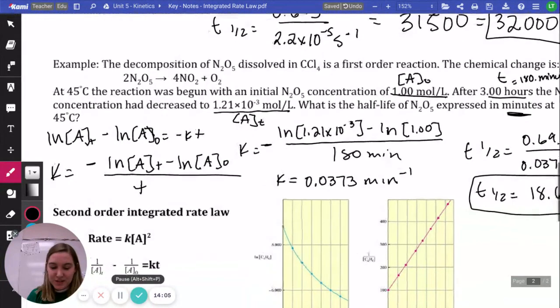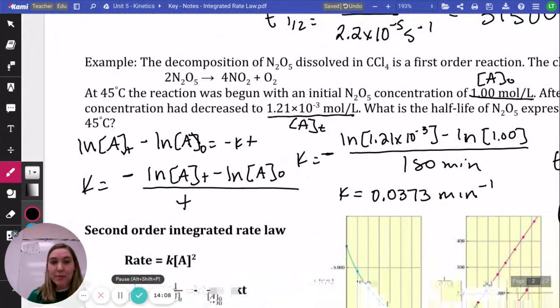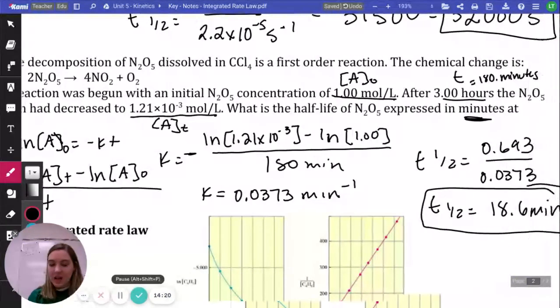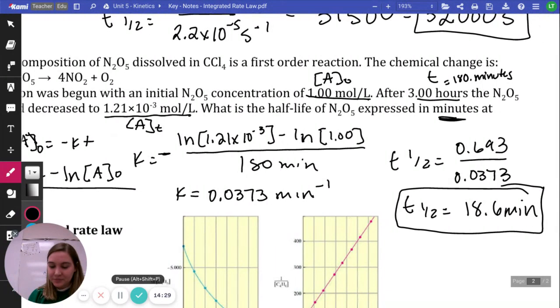Okay, guys, first thing I did is I manipulated my equation to solve for k. So k is equal to negative the natural log of our final concentration minus the natural log of our initial concentration, over our time. Then I plugged in my values and solved for k, and I got 0.0373 1 over minutes. Then I plugged that k value into our half-life equation, and I got that our half-life is equal to 18.6 minutes.